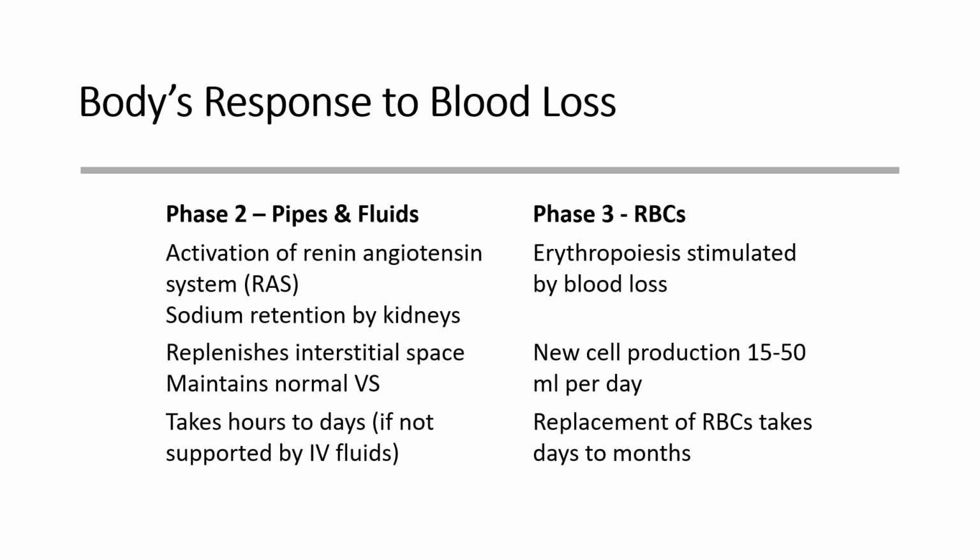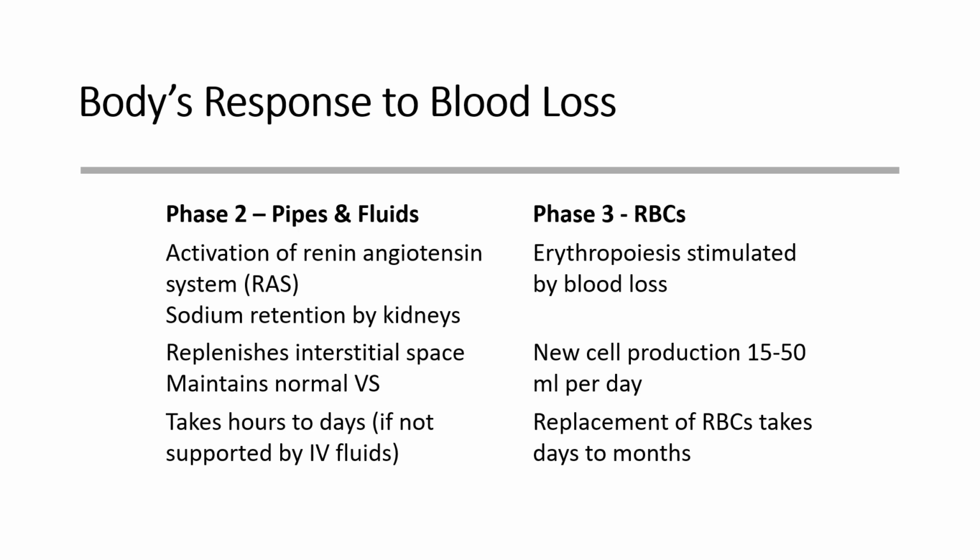In phase 3, this happens as another compensatory mechanism, and that's the stimulation of erythropoiesis from blood loss. Erythropoietin is actually made by the kidneys, and it stimulates the long bones of the body to birth red blood cells.